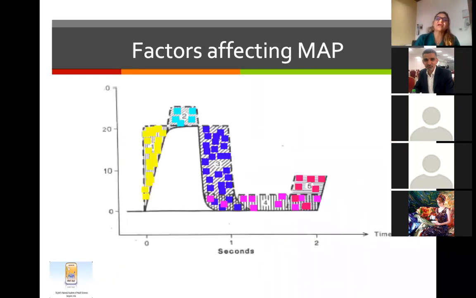Then you can see the factors which are affecting the MAP. In the pressure scalar graphic, you can see this is managed by the flow, this is managed by the time, and this is managed by your PIP, and this is managed by your PEEP, and this is managed by your rate.